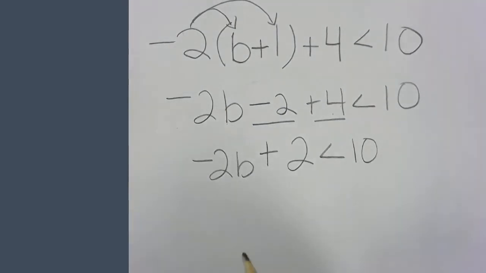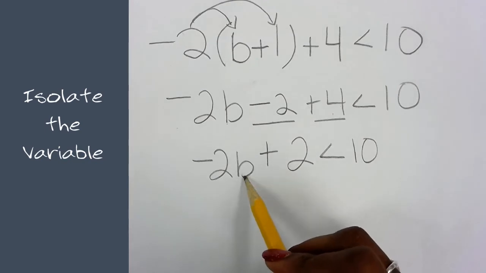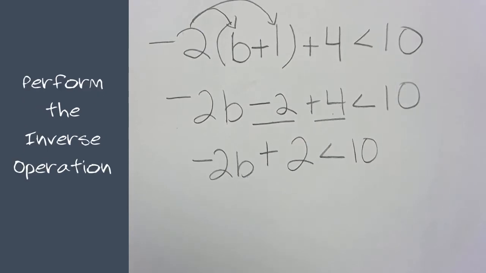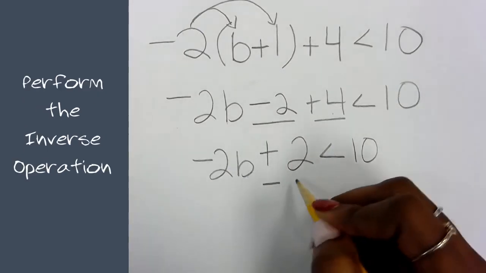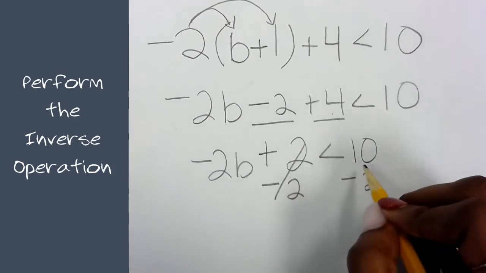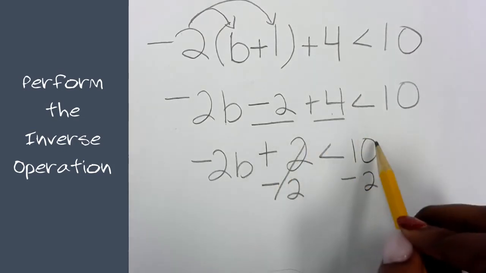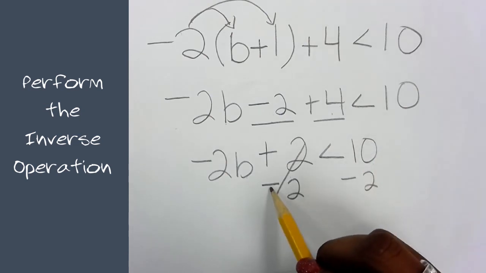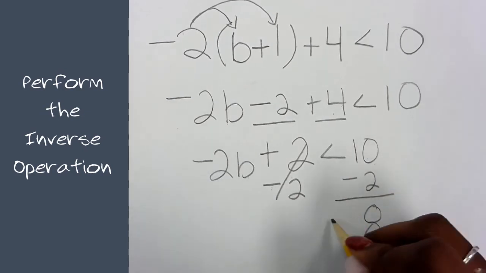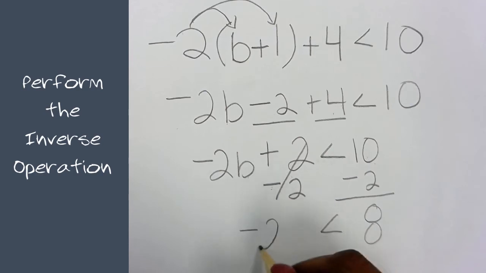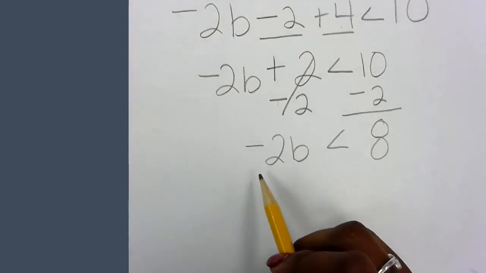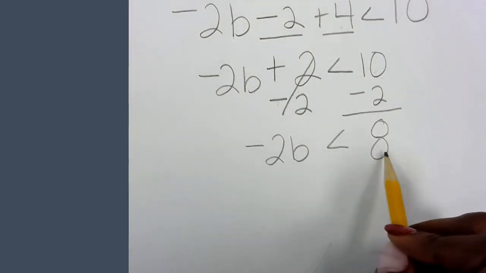My next step, or my goal, is to isolate the variable. So I am trying to get b by itself. In order to do that, we must perform the inverse operation. So I'm going to perform the inverse operation on +2, which is -2, because these two are constants and I can combine them. So I'm moving the +2 to the other side of the inequality by performing its inverse operation. So 10 minus 2 is 8. I'm bringing down my inequality symbol and I'm bringing down my variable. I then am left with -2b is less than 8.